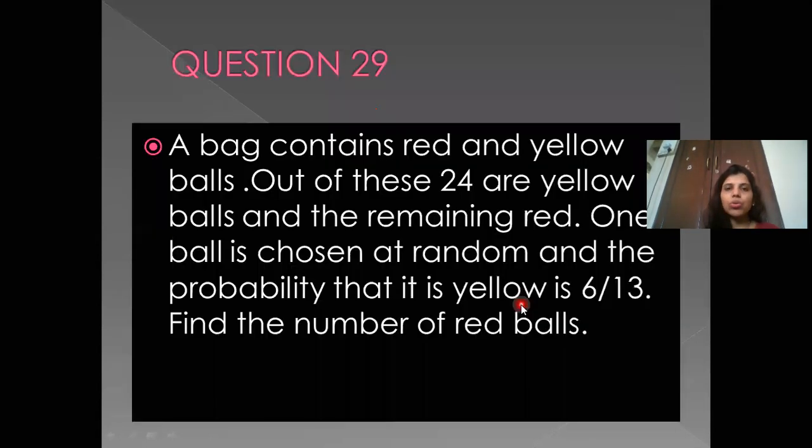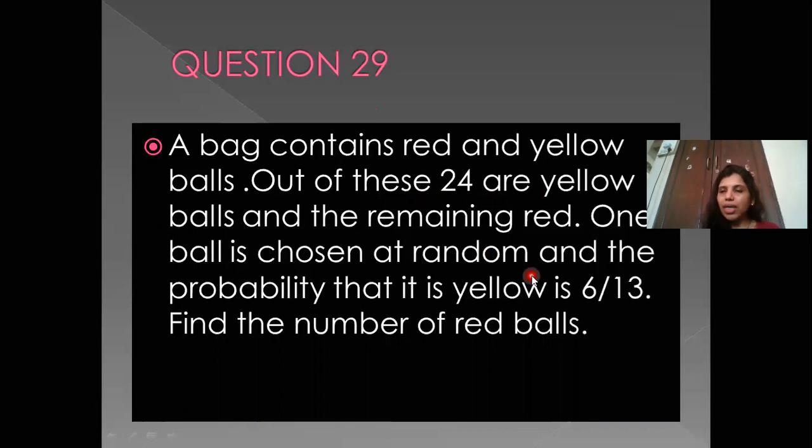Okay children, now we go to the next question. In the next question it is said, a bag contains red and yellow balls. Out of this, 24 are yellow balls and the remaining are red. The total number of balls is not given. So you have to assume it, because what they have said is 24 balls are yellow and the remaining are red.